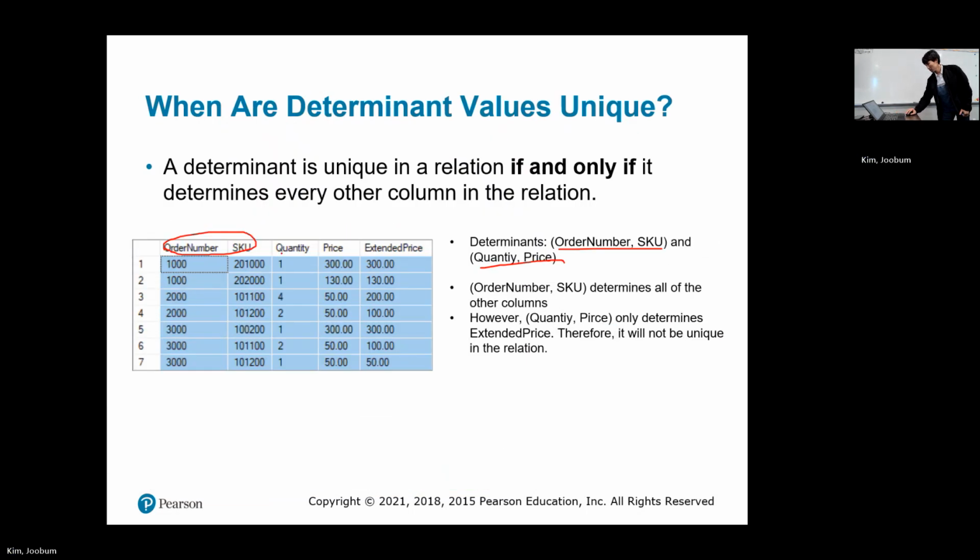But quantity and price only determines extended price. Okay. So it doesn't determine the other columns. Okay.